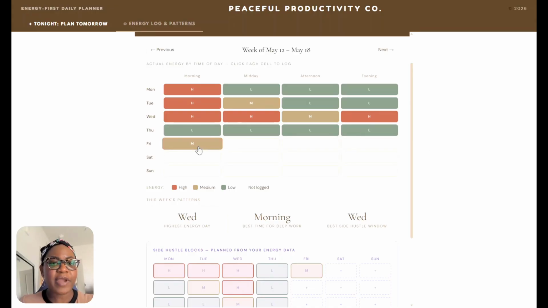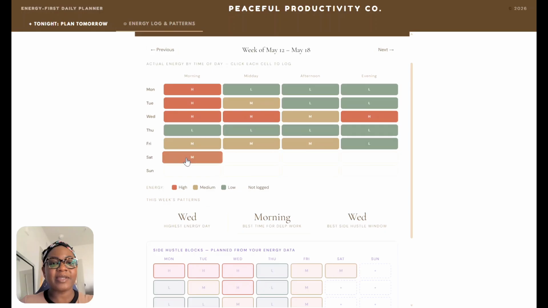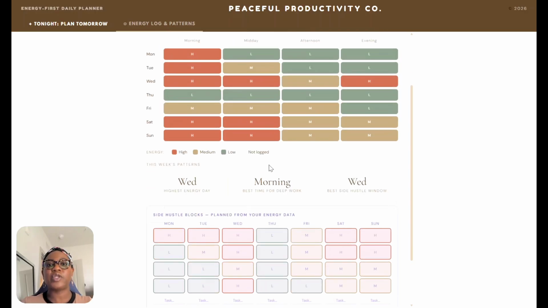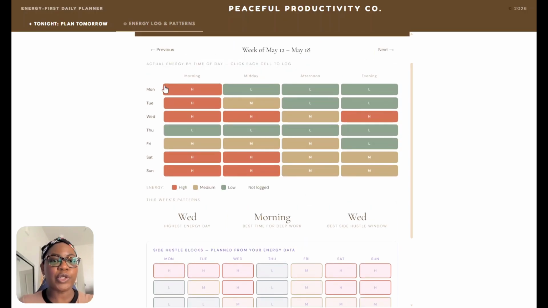And then Friday, you started Friday with medium energy, and then medium, low. And then Saturday, you were kind of back on track to high in the morning. Midday also, your energy was high. Here, your energy was kind of medium and medium here. Sunday, high. In the afternoon, also kind of medium and medium, right? So this is basically how your energy for this week, the week of May 12th to May 18th, this was your energy pattern. This is how you're feeling throughout the day. This just shows you all of your energy patterns, right?